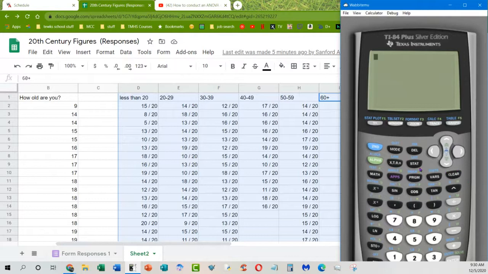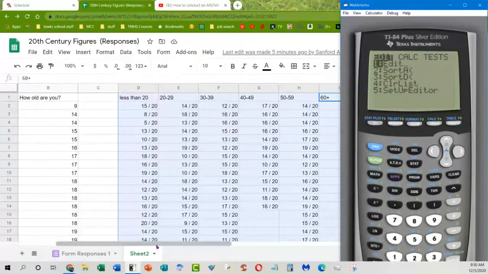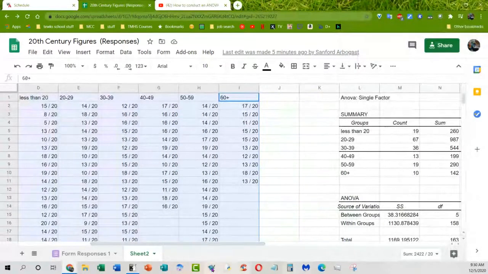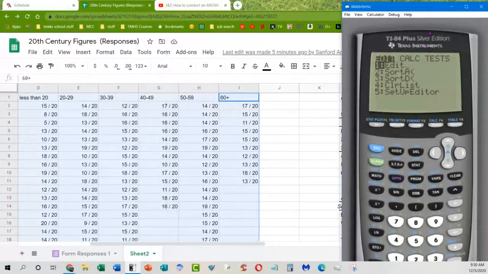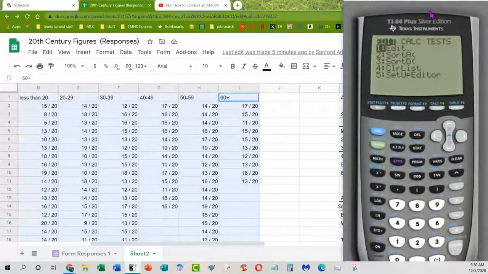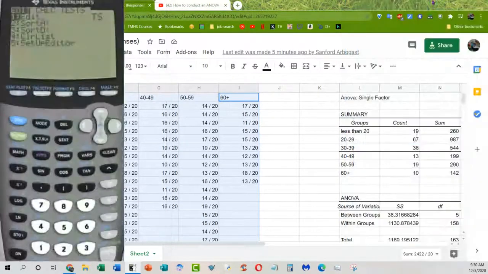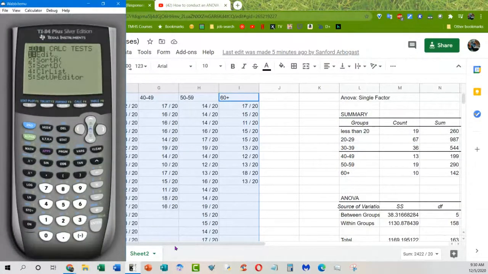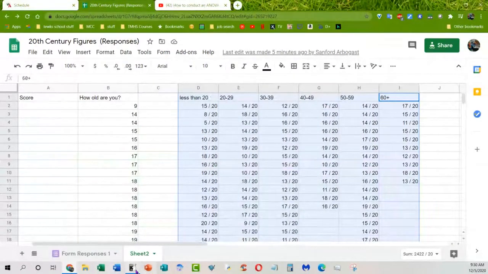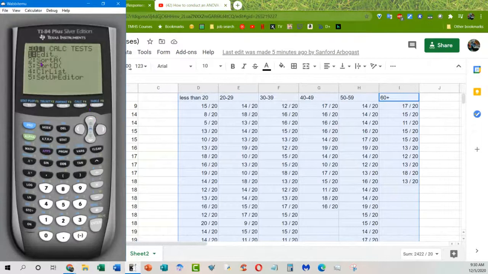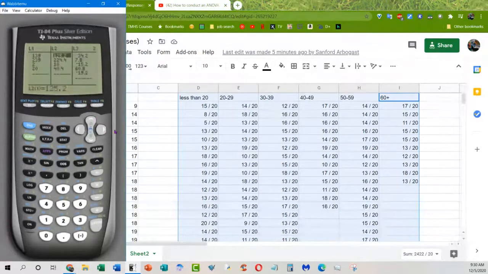All right, whatever. Okay, so we go to stat, and we have to put our data in, all right? So edit. I don't know why this is being so difficult today. All right, fine, stay there. That's fine. All right, so edit, and we put our data in.